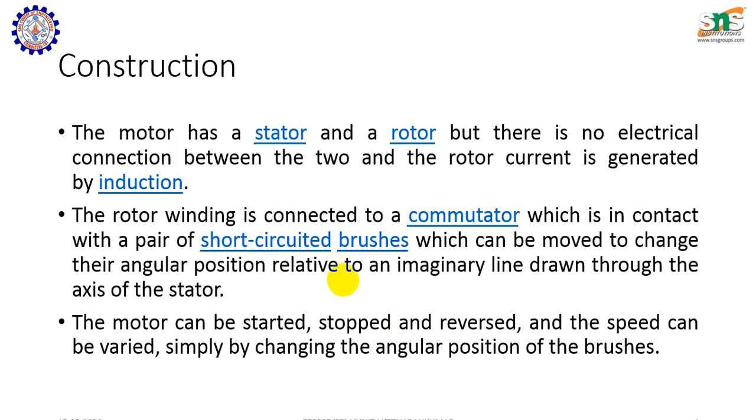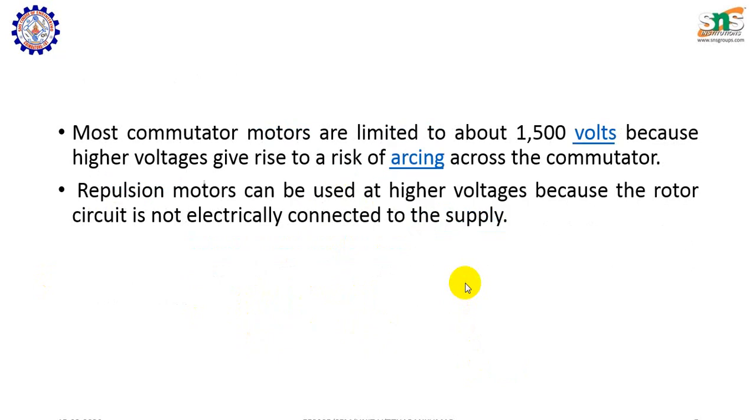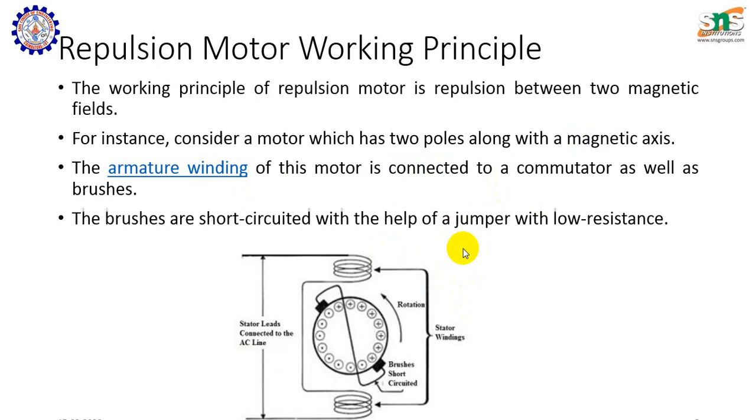Please make a point, it is shorted. Based on the angular positions, we can make the motor start, stop, and reverse, and the speed can also be varied. Most commutator motors are limited to about 1500 volts because higher voltages give risk of arcing across the commutators. But a repulsion motor can be used at higher voltages because the rotor circuit is not electrically connected to the supply. This is the important application.